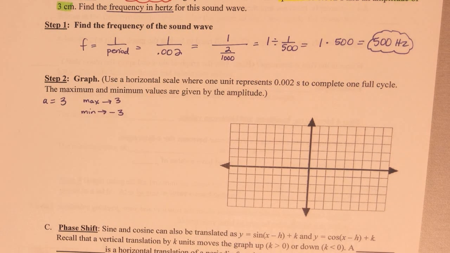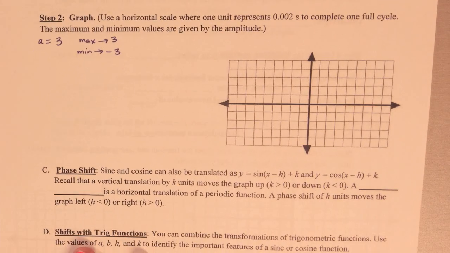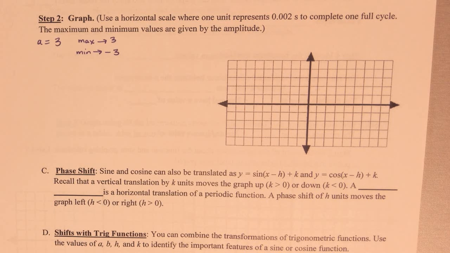Okay, so we talked about that yesterday. We also talked about a good way to pick a scale yesterday. Do you guys remember what I told you? For the scale, a good way to find a scale for your x-axis? You take the period over 4. So if you take the period, which is 0.002, and you divide that by 4, you guys can check that too on your calculator if you have that handy.